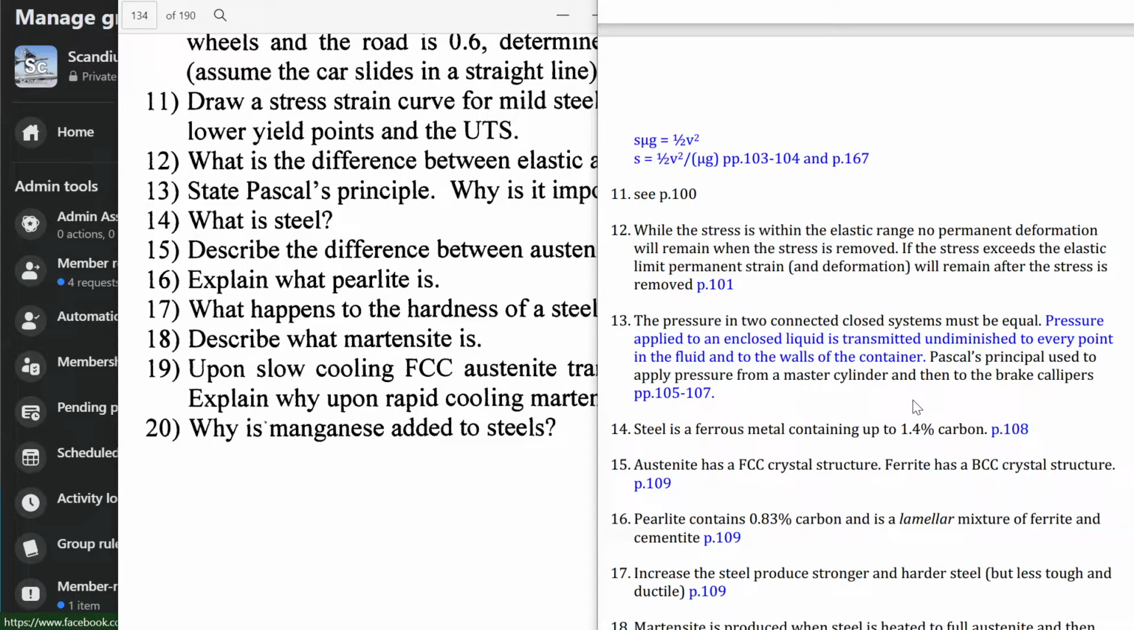Let's see what I said here. All the stress, yeah, that one's fine. The pressure in two connected closed systems must be equal. I have enclosed liquid. I would maybe change that to a fluid because I think it's true with gases. Yeah, there we go, fluid and the container walls. It's used in braking. It didn't ask about braking, but I would still give this corrected in an exam because I say we use it in master cylinders, but because it gives mechanical advantage is the actual reason.